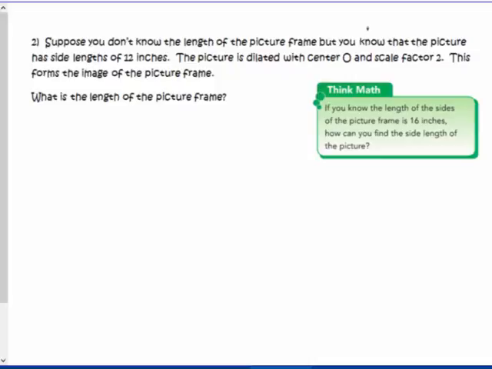Well, if you know the original and you know the scale factor, just multiply them. So 12 times 2, you're going to make it 2 times bigger, which would give you 24 inches. You should label that 24 inches.